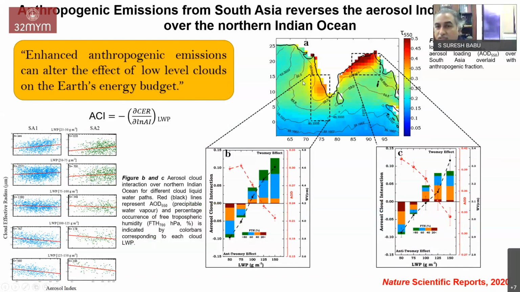So we could see that over the oceanic region around the Indian subcontinent, probably because of the complex aerosol system, the aerosol indirect effect shows a reversal. Instead of the cloud effective radius reducing, it shows an increase. This is basically due to the complex aerosol system, like the new particle formation event, as well as the mixing state, which needs to be considered to explain this.